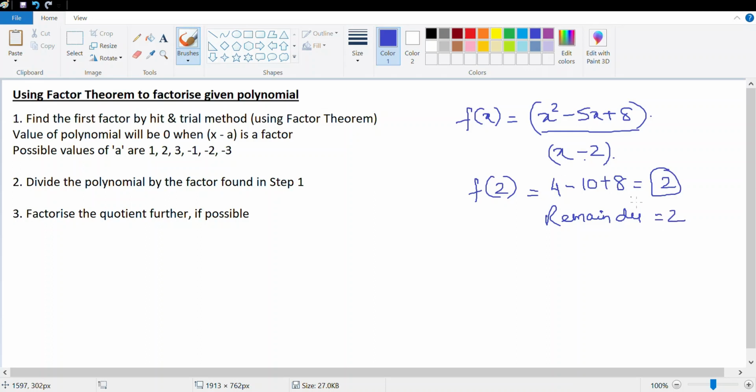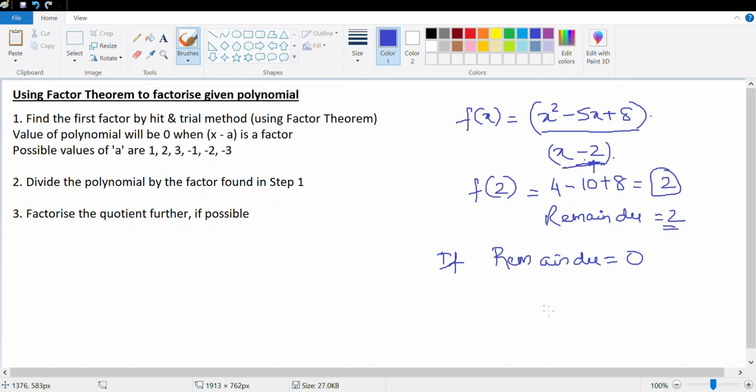So if you want to figure out the remainder, you don't need to actually divide. You just need to put the value of x from x minus 2, in this case x is equal to 2, in the given expression. That'll give you the remainder. Now what did the factor theorem say? The factor theorem said that if the remainder is 0, then x minus a, which in this case is x minus 2, is a factor.